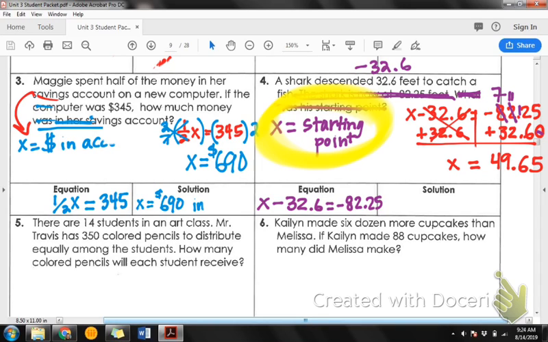Is this a positive 49.65 or a negative, Ashley? A positive 49.65 or a negative 49.65? Why is it negative? Which one is bigger? It is a negative because the negative 82 is bigger. So that means the shark started at negative 49.65 feet. So we'll say x equals negative 49.65 feet.